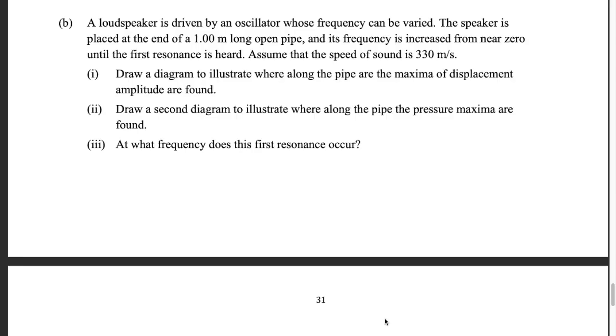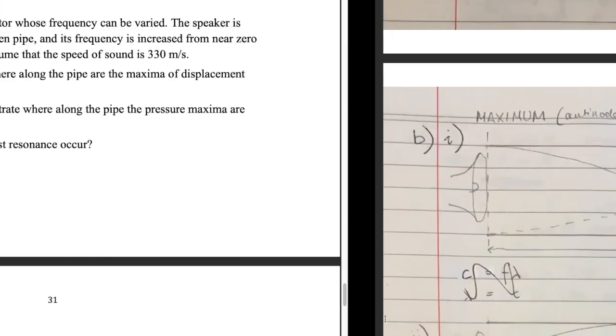A loudspeaker is driven by an oscillator whose frequency can be varied. The speaker is placed at the end of a 1 meter long open pipe and its frequency is increased from near 0 until the first resonance is heard. Assume that the speed of sound is 330 meters per second. Part 1. Draw a diagram to illustrate where along the pipe the maxima of displacement amplitude are found. That sentence is a bit weird, but we get what they mean. This is a question about standing waves. Standing sound waves to be precise.